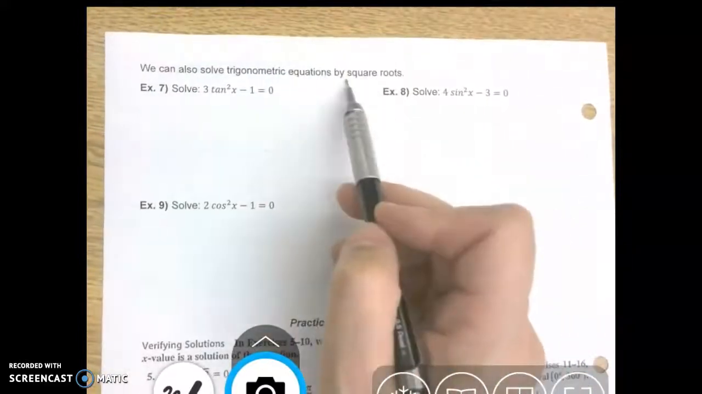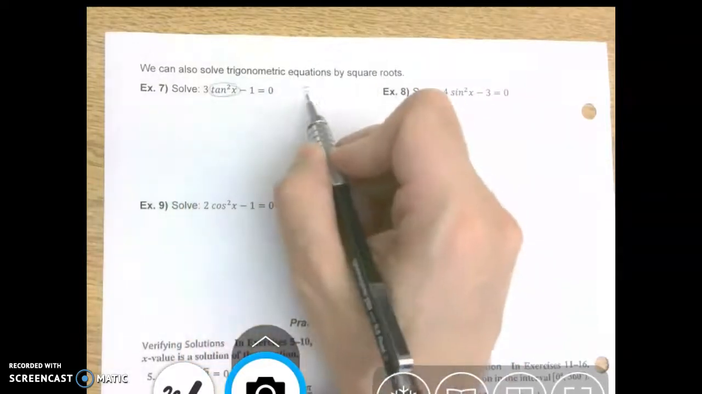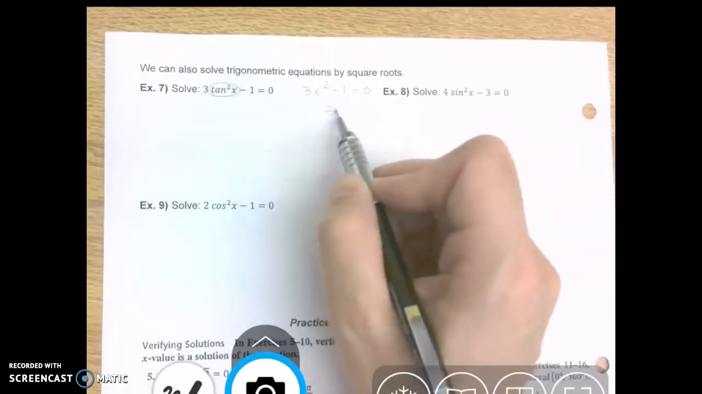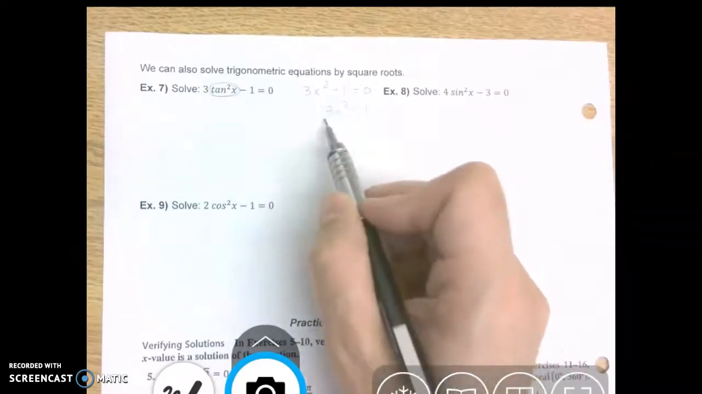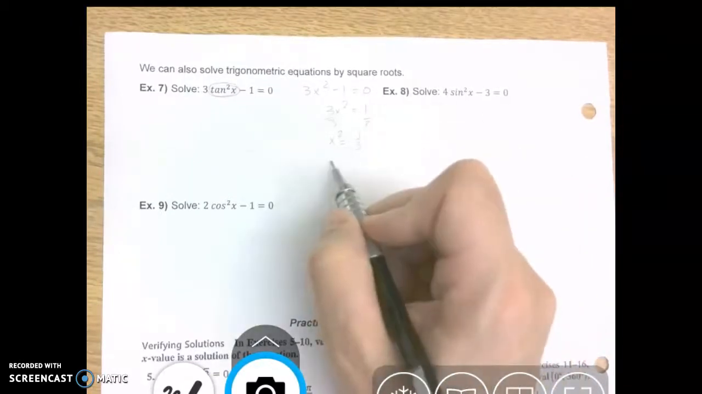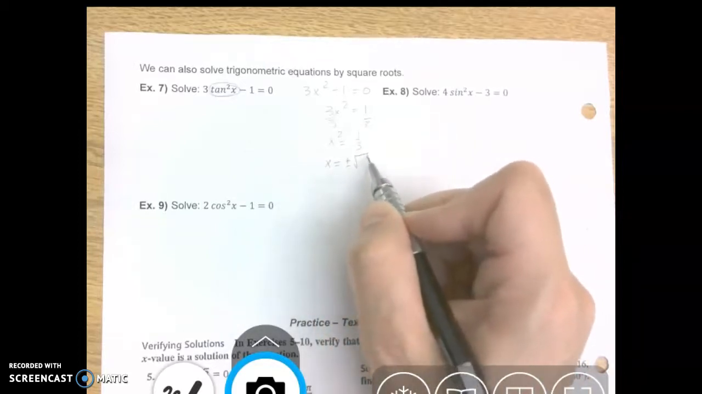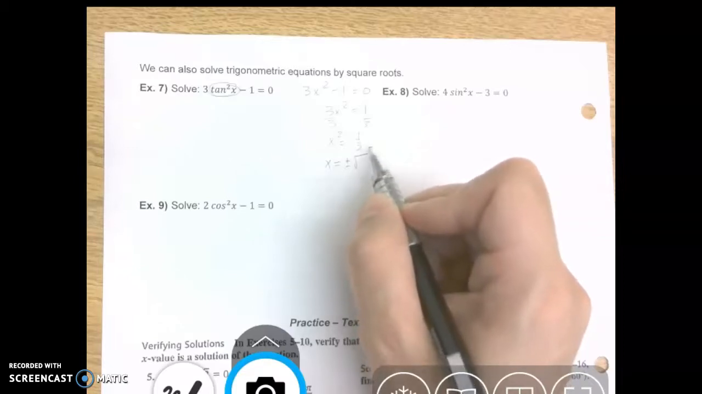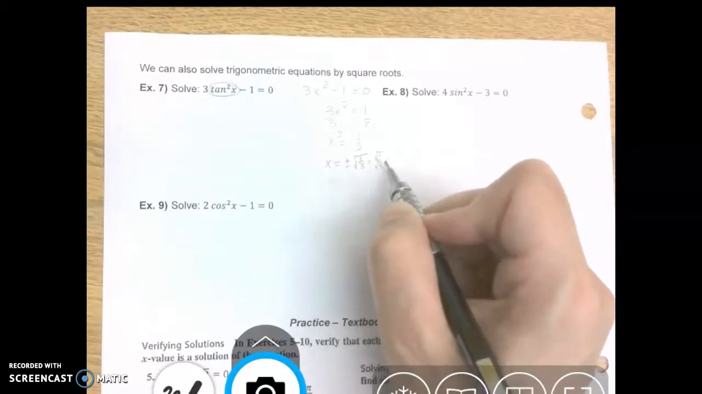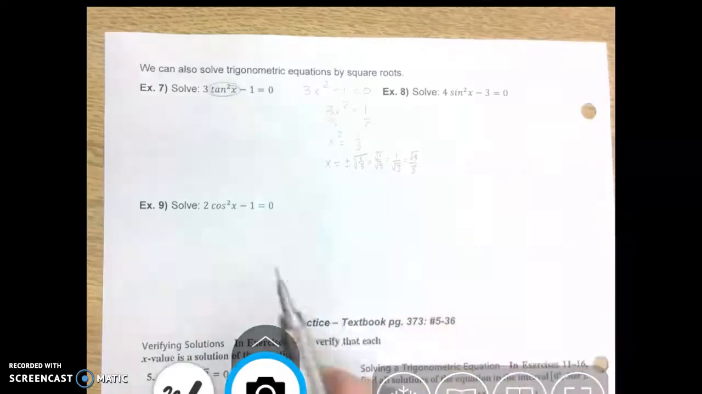Now we've got square roots here. So notice that the variable is squared. So this is kind of like 3x squared minus 1 equals 0. I would add 1, I get 3x squared, and then divide by 3. And so x squared is going to equal 1/3. And when I take the square root, I get x equals plus or minus the square root of 1/3. Which is the square root of 1 over the square root of 3, which is 1 over the square root of 3, which is the square root of 3 over 3.